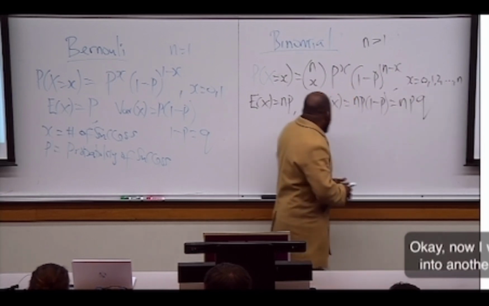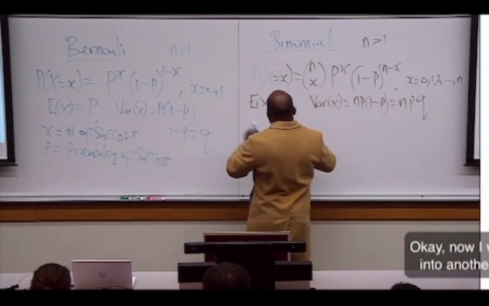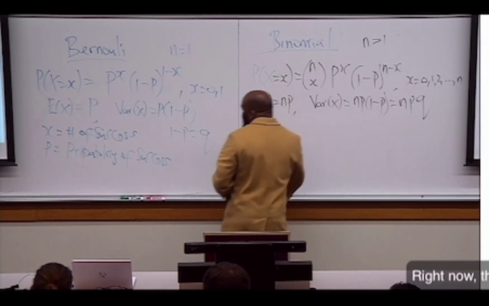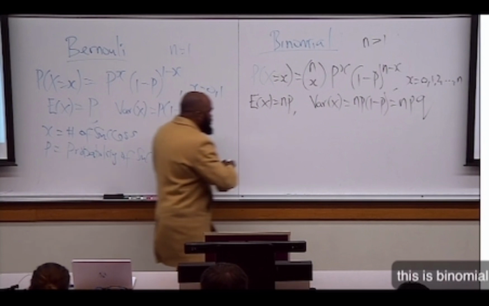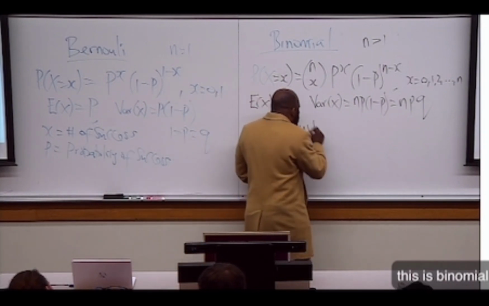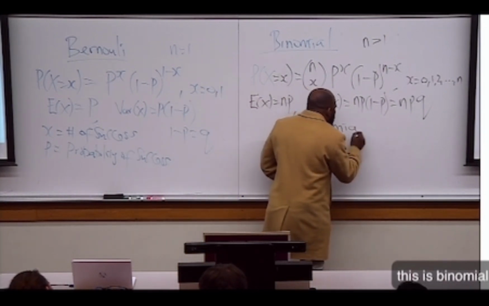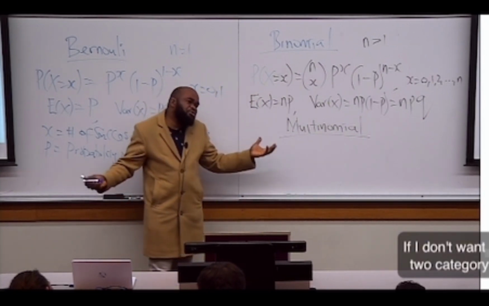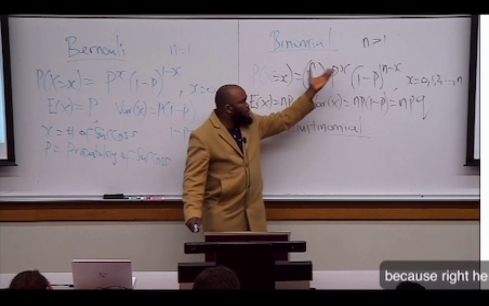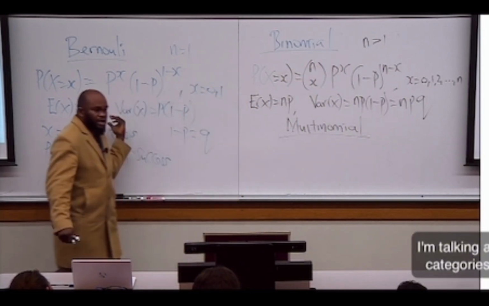Now, I want to go into another review right now. This is Bernoulli. This is binomial. Now, another one is multinomial. If I don't want to consider two categories anymore, because right here, I'm talking about two categories.